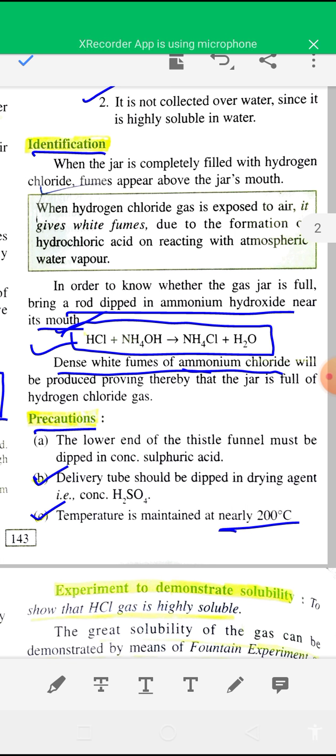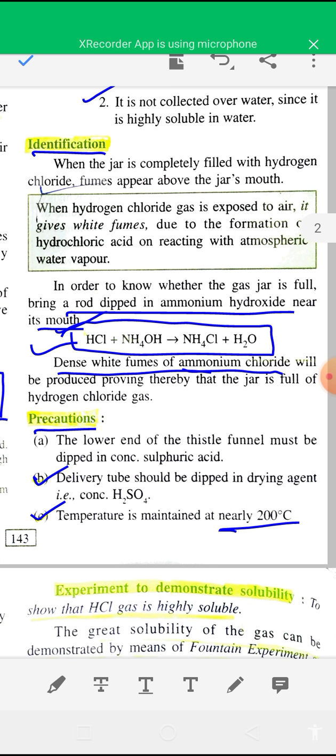Reaction with ammonia, I have already told, when hydrogen chloride gas comes in contact with ammonia, it forms dense white fumes due to formation of solid ammonium chloride. In this reaction two gases combine to form a solid, and the reaction is NH3 plus HCl, both gases, to form ammonium chloride, NH4Cl. Okay, so these are some chemical reactions of hydrogen chloride.